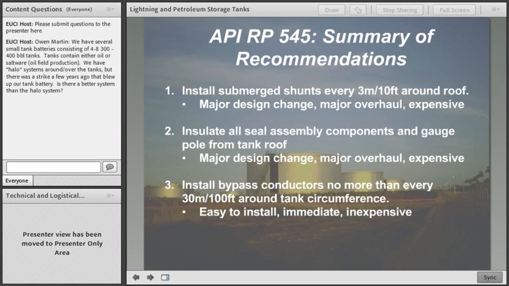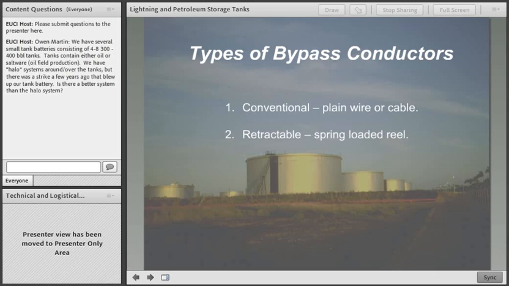So a key point from these three recommendations is that the first and second recommendations both represent major design changes, require major overhauls, and can be very expensive. Whereas the third recommendation for bypass conductors is relatively easy to install and can be done immediately and inexpensively, even on an operating tank. So I'd like to focus in on this third recommendation for a minute.